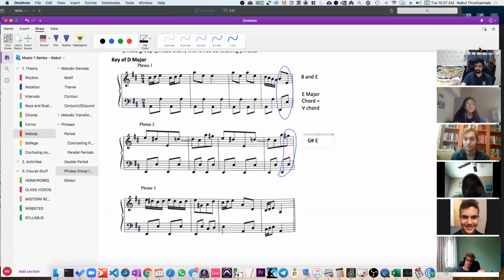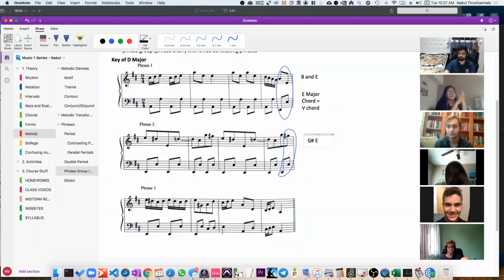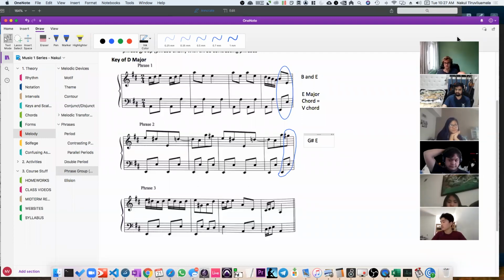All right, let me switch to grid view. They haven't implemented this feature yet where I can scroll through multiple pages in the regular view.